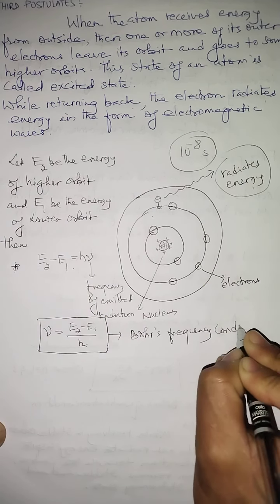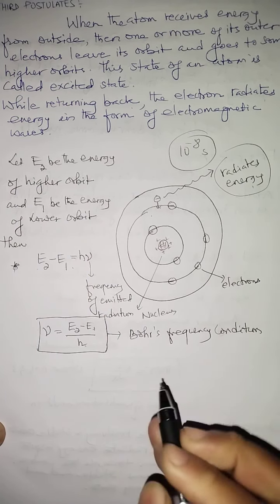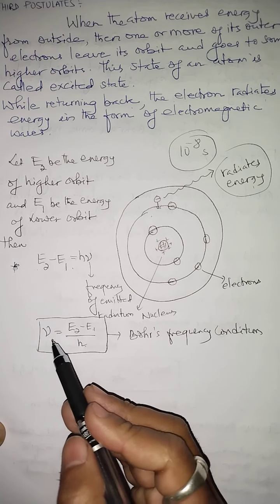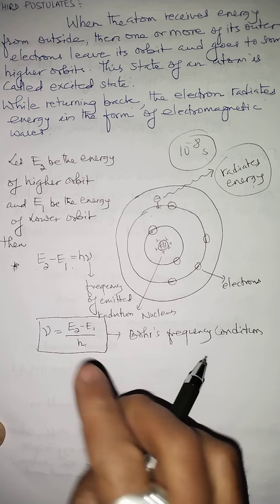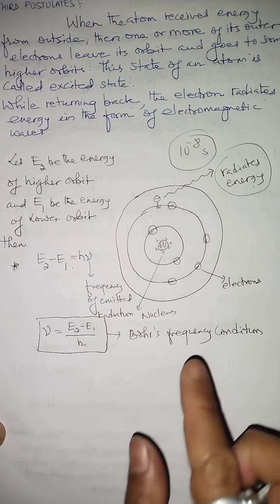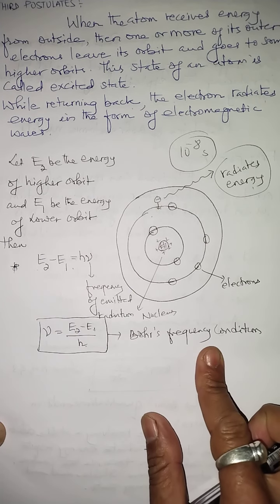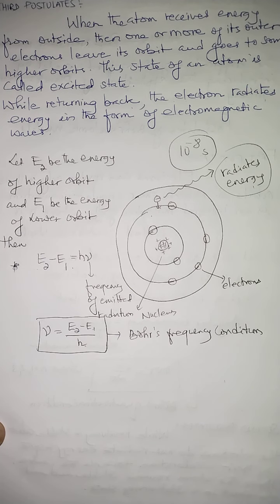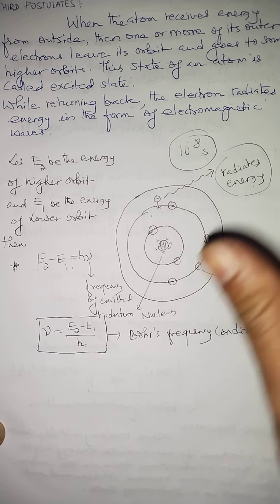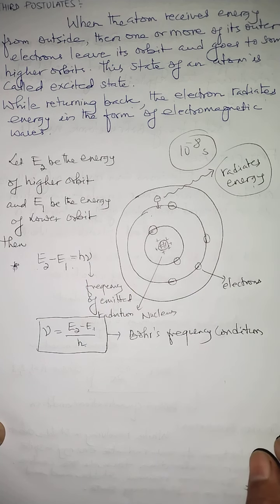So what is the third postulate? Bohr's frequency condition, and from this condition we measure the frequency of emitted radiation, which is called a definite frequency. Definite what? Frequency. So these are the postulates of Bohr's atomic model, and from these postulates Bohr prepared the model of an atom. In the next video we will discuss in detail Bohr's theory of hydrogen and hydrogen-like atoms.